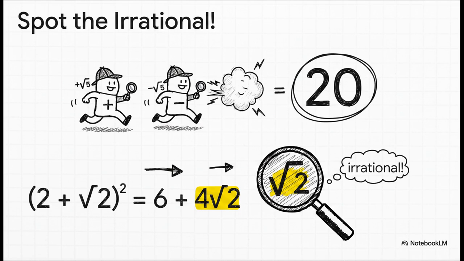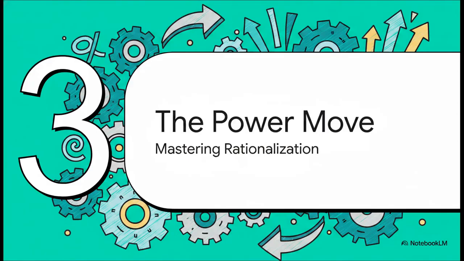Sometimes things can look irrational, but they aren't. Like in that second example, the root 5s cancel out, and you're left with 20, which is totally rational. So yeah, they can be a bit tricky. All right, now for a power move. This is a skill that will get you marks, for sure.